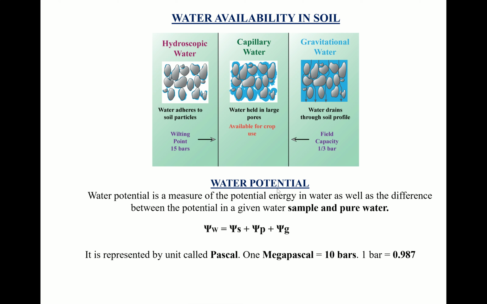So this is the formula for the water potential. Water potential is equal to solute potential plus pressure potential and gravity. Gravity is not counted in the formula, so you just remember these two terms: solute potential and pressure potential. This symbol is called psi. How is water potential measured? It is measured in the Pascal unit, and 1 megapascal is equal to 10 bars, and 1 bar is equal to 0.987.